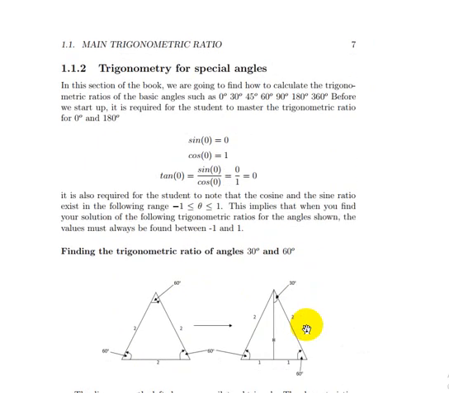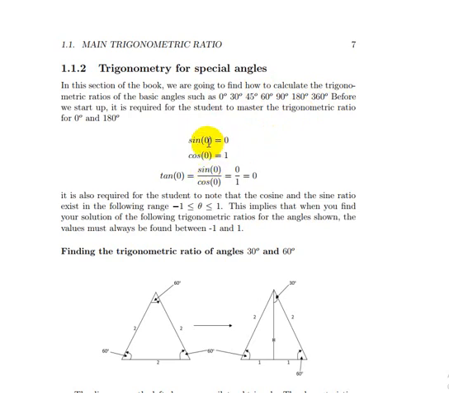Now let's come back to the next portion: the trigonometry of special angles. You need to know that there are certain special angles to keep in mind that have specific trigonometric values. These angles are 0 degrees, 30 degrees, 45 degrees, 60 degrees, 90 degrees, 180 and 360. So you need to memorize all these trigonometric ratios. You need to memorize the sine, the cosine, and the tangent of all these different angles. So this is what you need to put in your mind.